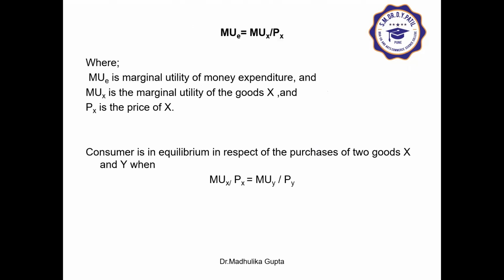Right? Now, the marginal utility of money expenditure on a good is equal to the marginal utility of the good divided by the price of the good. In symbols, MUE is equal to MUX divided by PX, where MUE is the marginal utility of money expenditure, MUX is the MU of good X, and PX is the price of X. So the consumer is in equilibrium with respect to the purchase of two goods X and Y when MUX upon PX is equal to MUY upon PY.